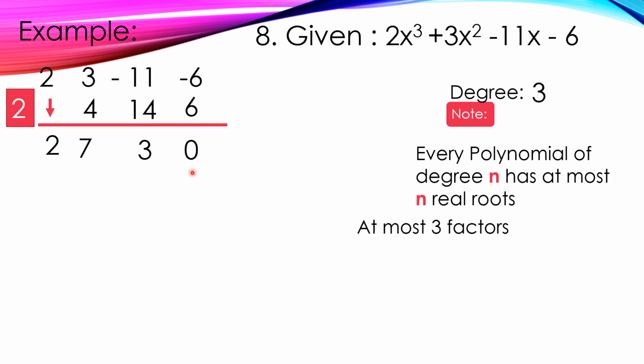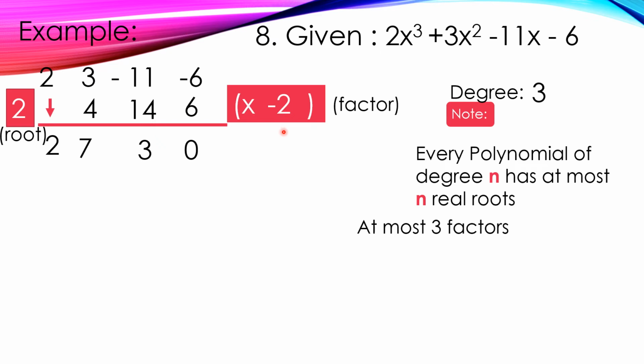The last term is the remainder. If the remainder is 0, we can say that the multiplier 2 is one of the roots of the given polynomial. And we can say that x minus 2 is a factor. Then, continue using synthetic division using the depressed equation or the depressed coefficients. So we have still remaining 3 numbers on the bottom row. So we have 2, 7, 3.